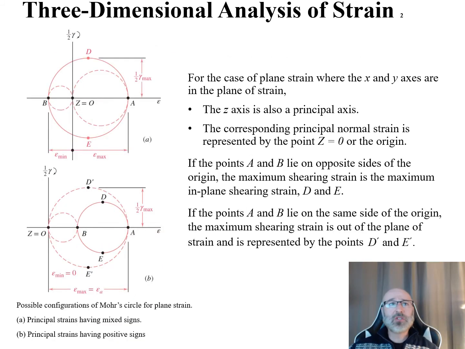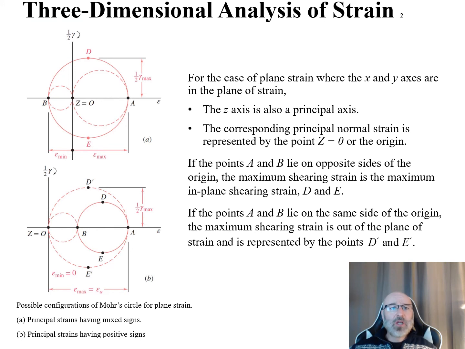So as we continue our discussion for three-dimensional analysis of strain, let's take a look at a special case. Our case here is a plane strain, where the X and Y axes are in the plane of strains. For this scenario, we see that our Z axis is also the principal axis, and the corresponding principal normal strain is represented by our point where Z is equal to 0, or our origin. So we can come over here to our diagram for Mohr's circle for plane strain, and we can see there's our Z equal to 0, so this Z axis is our principal axis right at our origin point.